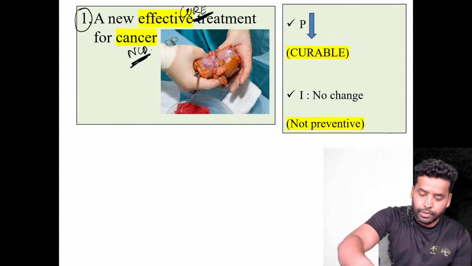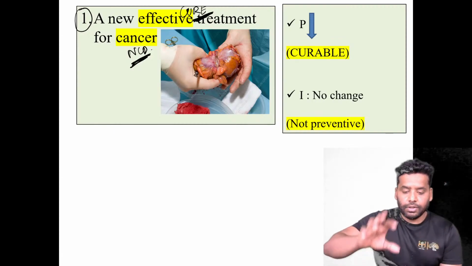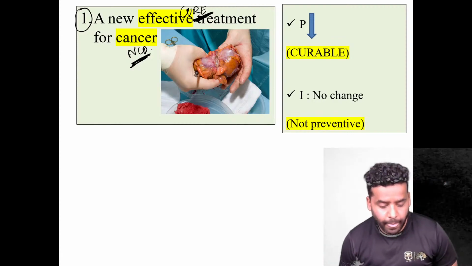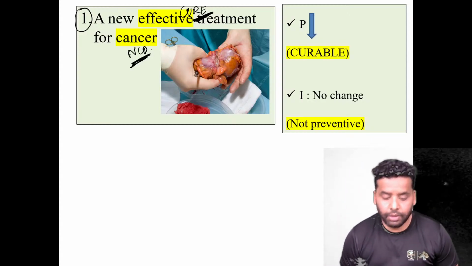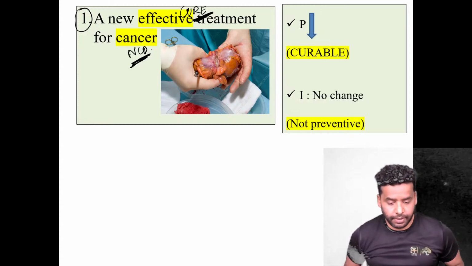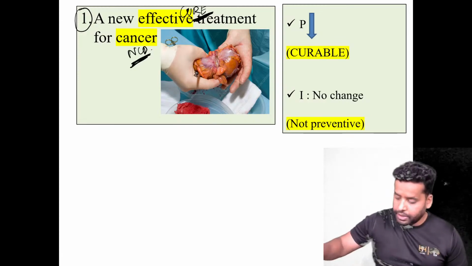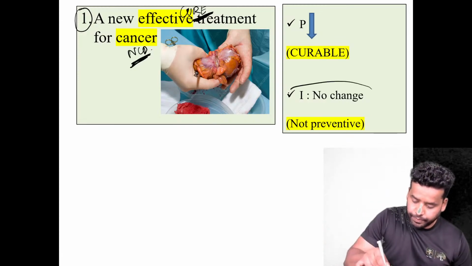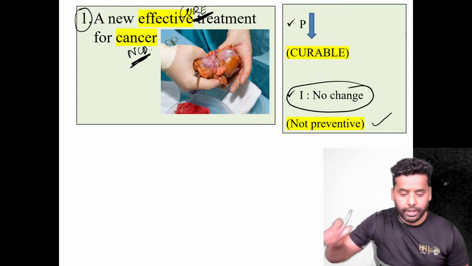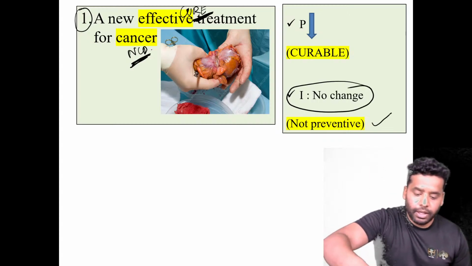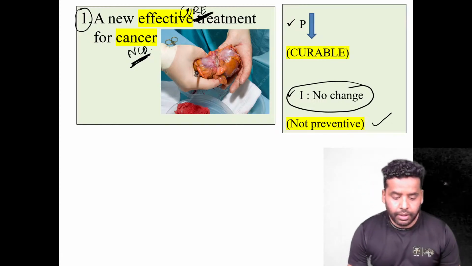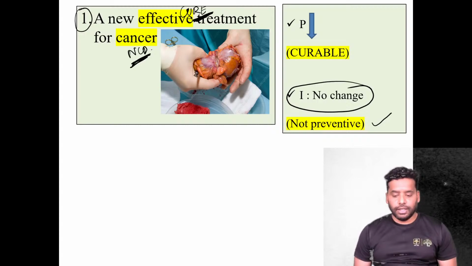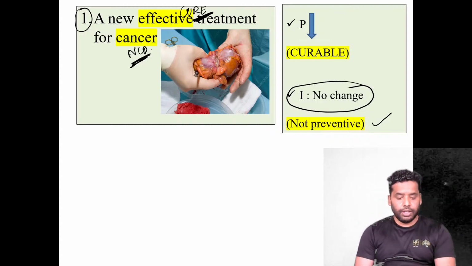But what happens to prevalence? You are not preventing anything, so incidence will not change. Very good. But prevalence will come down, because you are curing those who already have the disease. If I am putting any preventive intervention, then it is a different concept. Yes, very good. Prevalence will decrease because it is a curative intervention.